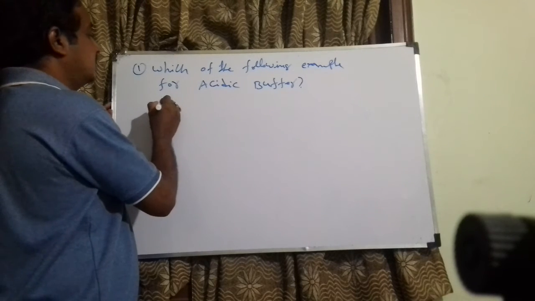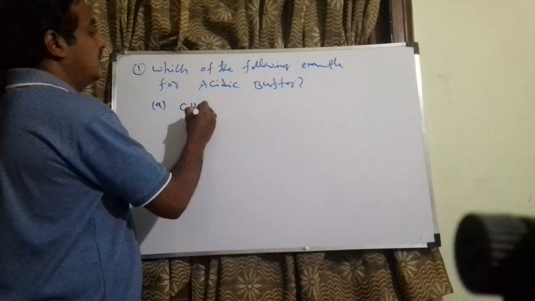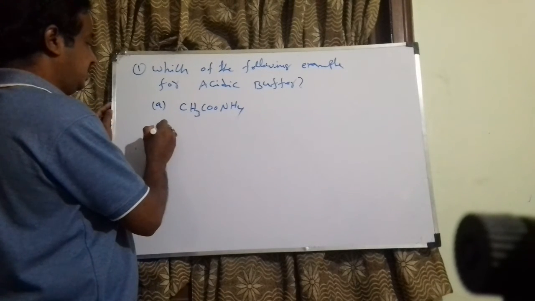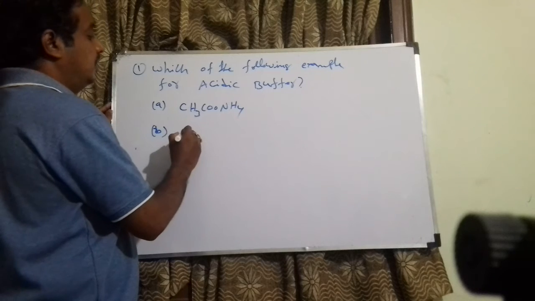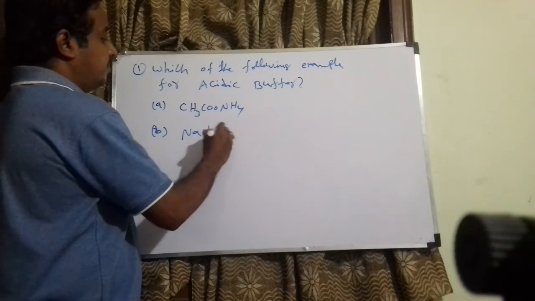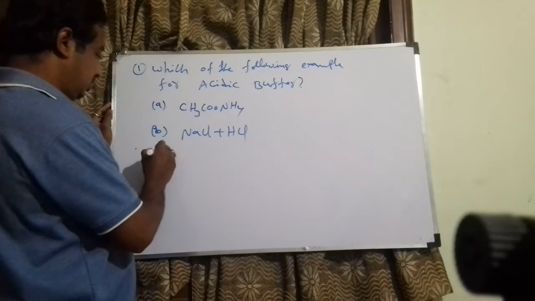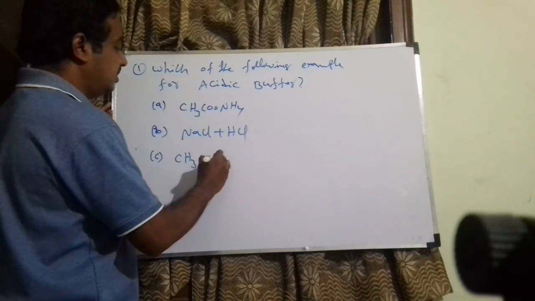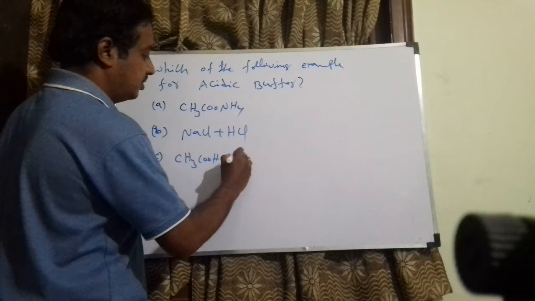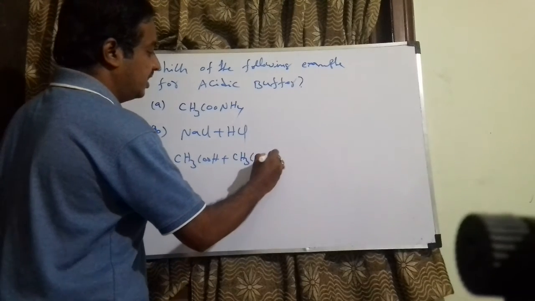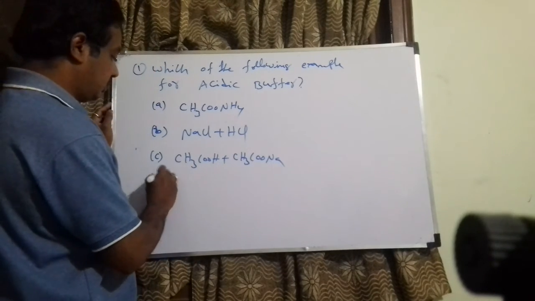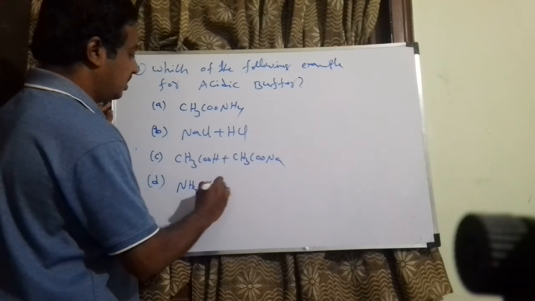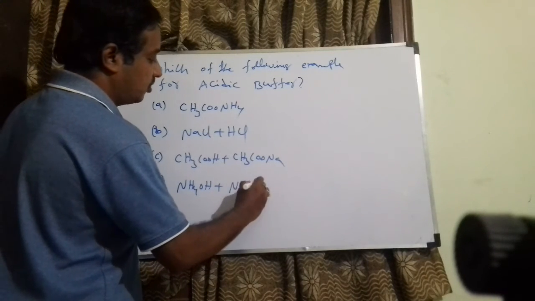Four options are given. The first option is CH3COONH4. The second option is NaCl plus HCl. The third option is CH3COOH plus CH3COONa. The fourth option is ammonium hydroxide plus ammonium chloride.